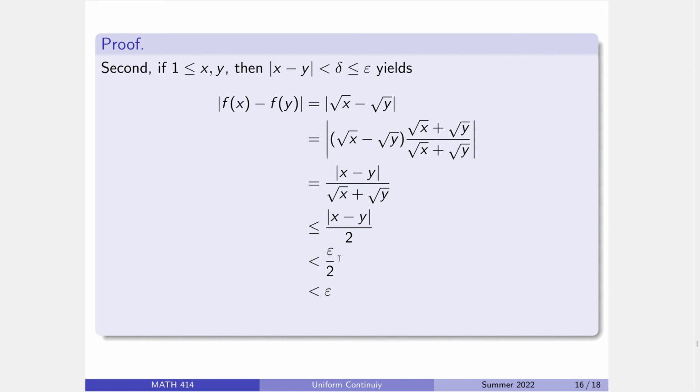Okay, alright. So if my x and y are both less than 1, we're good. And if my x and y are both bigger than 1, we're good.